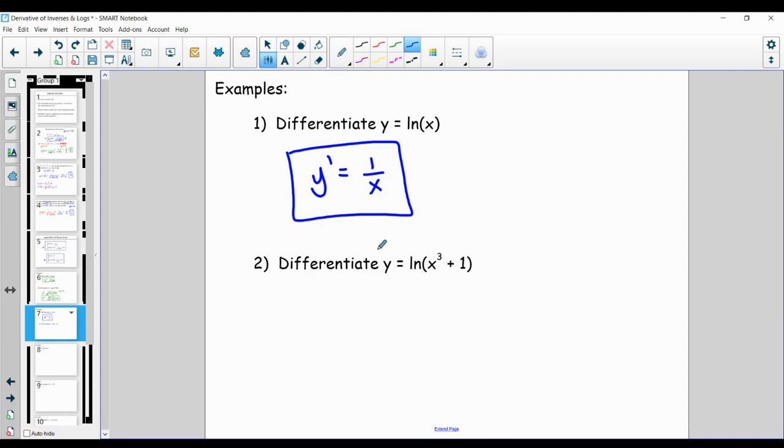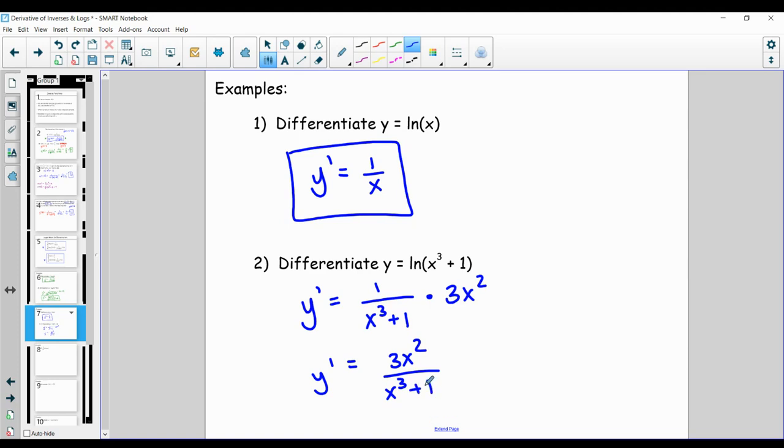I'm going to just show both just so you know where I'm getting things from, but usually I'll just kind of skip that step. So I have 1 over x cubed plus 1 times the derivative of what's inside, so 3x squared. So I'm going to just clean that up, and I have 3x squared over x cubed plus 1.